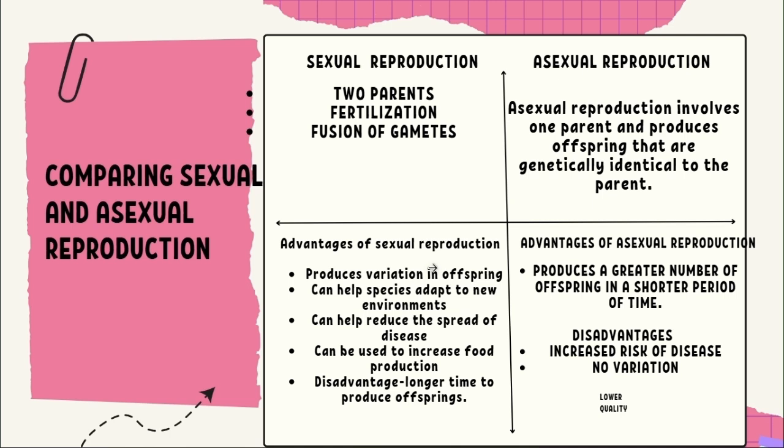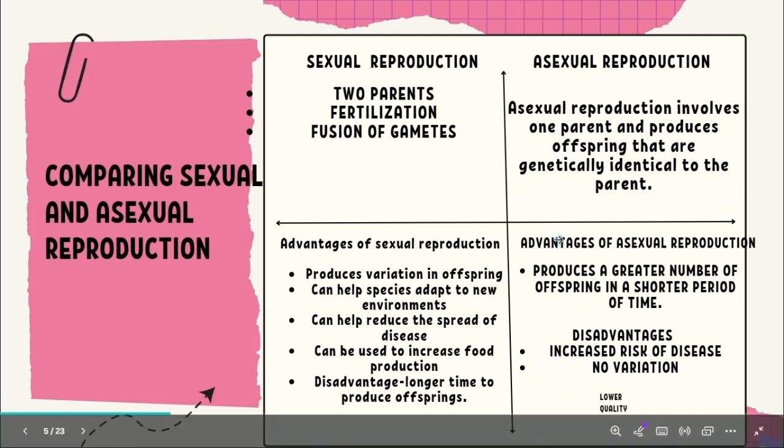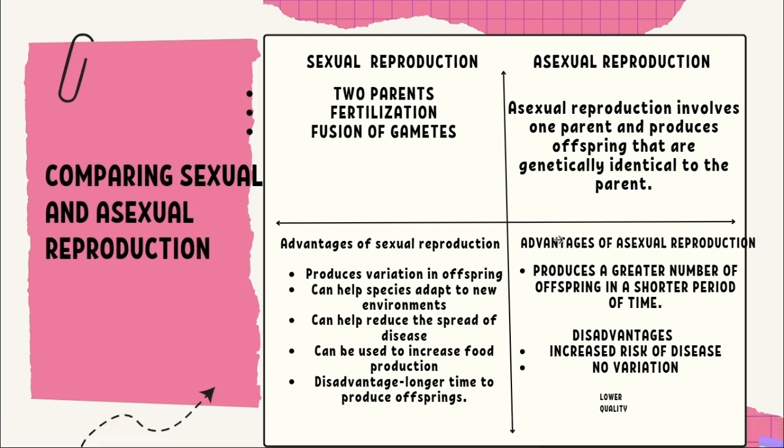That at the end of the day, they both have their advantages and their disadvantages. Variation is very important in sexual reproduction, while asexual reproduction can actually produce a larger number of offspring in a shorter period of time.